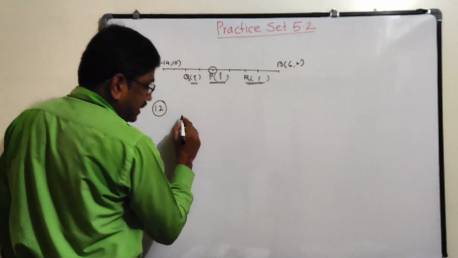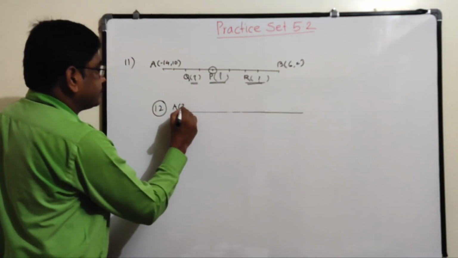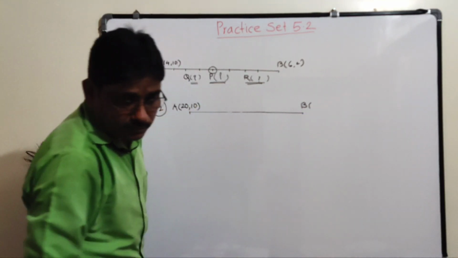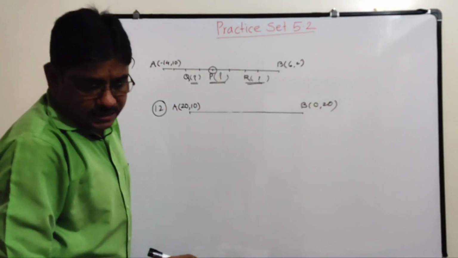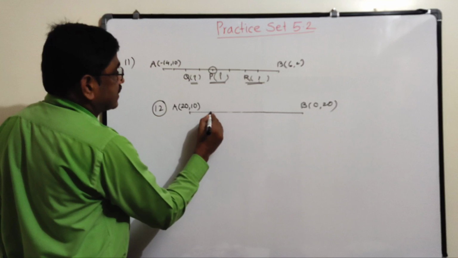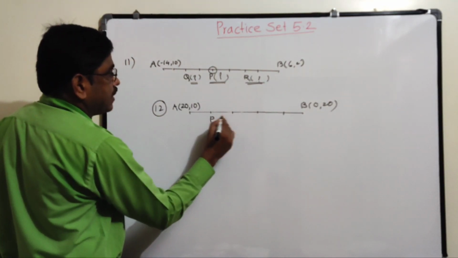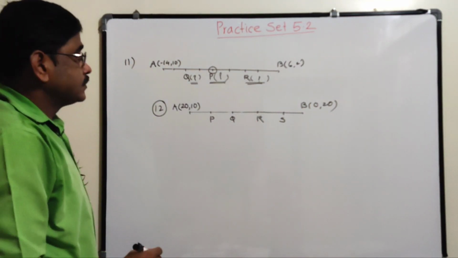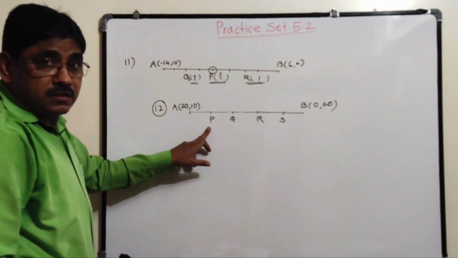Now let us see that last one. Here A is (20, 10) and B is (0, 20). Now it is divided into 5 equal parts. 5 parts means 4 points are there: 1, 2, 3, 4. Let them be P, Q, R, S. Correct? So first find the coordinates of P.